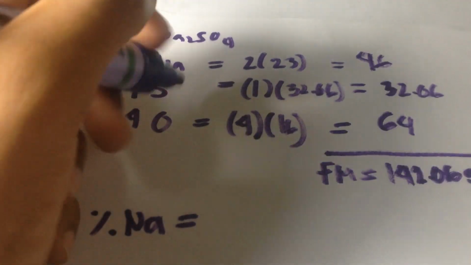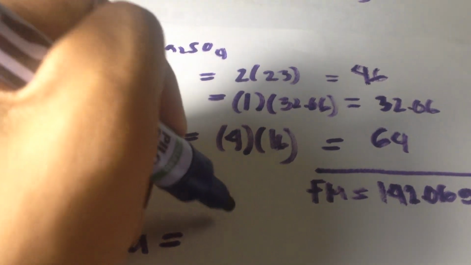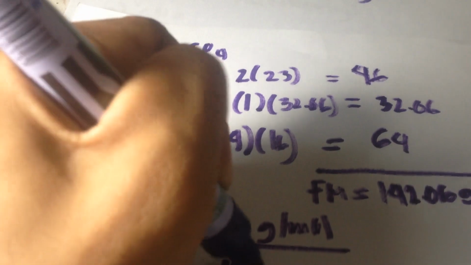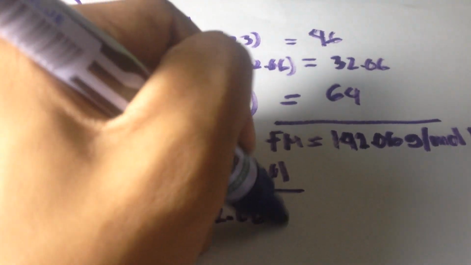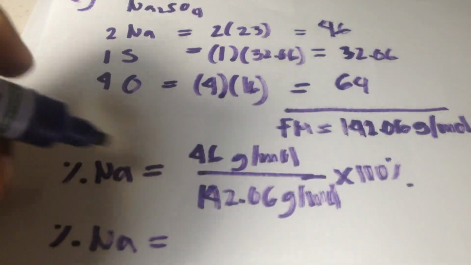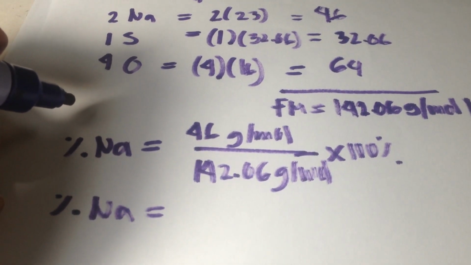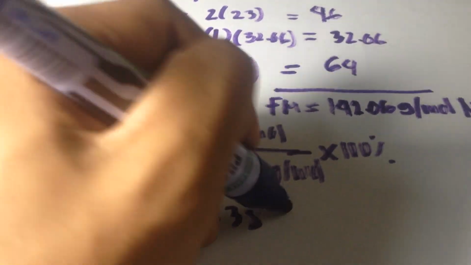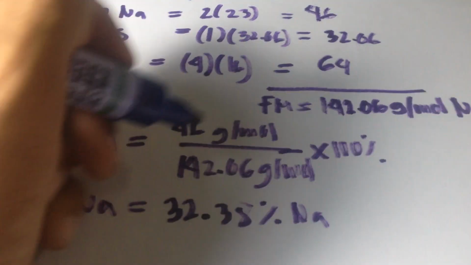Percent of sodium is equal to 46 grams per mole over 142.06 grams per mole, times 100%. So for the percent of sodium, 46 divided by 142.06 times 100% is 32.38% of sodium. So this is it.